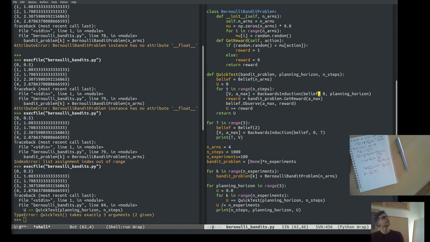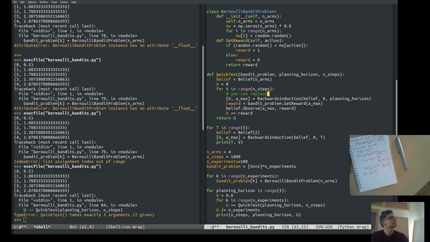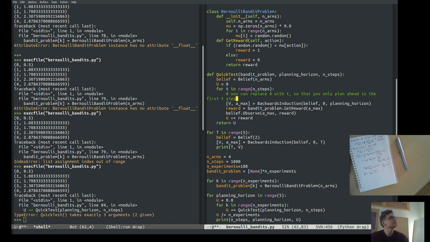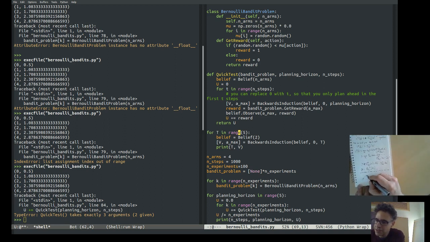Now what happens here is that you always start the tree from zero, so you always plan ahead this number of steps. But you could change it so that you replace zero with T so that you only plan ahead in the first T steps. And then you stop planning and you just play kind of greedy all the time. Basically, if you use T as an argument, you will have a planning tree, and you will go down the planning tree for the T steps that you have planned, where you actually observe T steps, and after that, you will just be playing in a greedy way, so you're not even planning anymore. That's how this works.